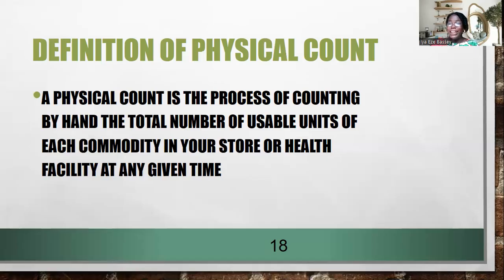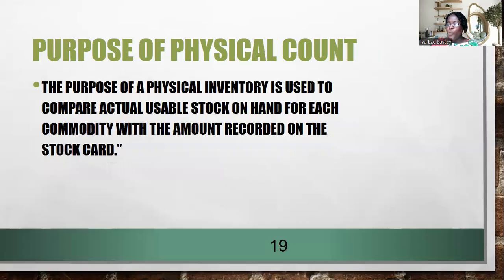Take note, you are there physically. It is not that you sit in your office and keep your leg on the table and tell somebody to give you the number. You are there physically and you are counting them, and you want to know the number of usable units. There are units inside there that are not usable. Either they have been pilfered, or rats have entered and destroyed them, or they are expired. Those are not usable units. You want to know how many usable units of each commodity you have in your store or health facility at any given time.